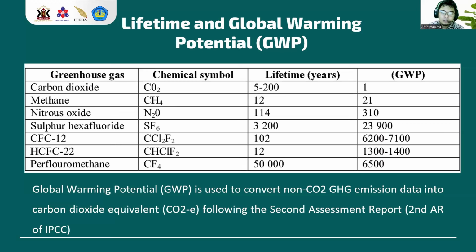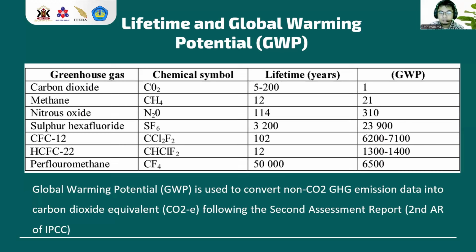Then we see industrial gases like sulfur hexafluoride. It has an extremely high GWP of 23,000 and can stay in the atmosphere for over 3,000 years. That's why it is one of the most dangerous greenhouse gases, even though it is used in small amounts. And others such as CFC and HCFC also have a very high GWP.